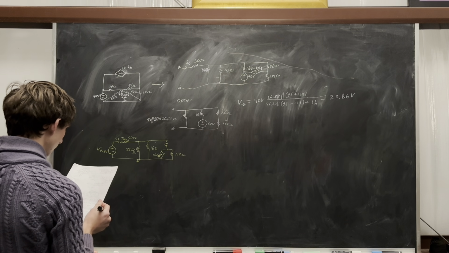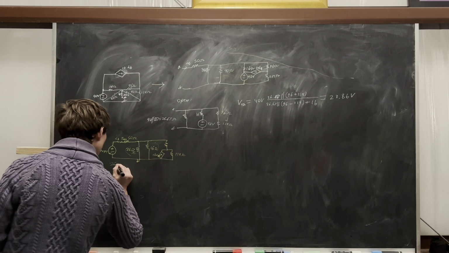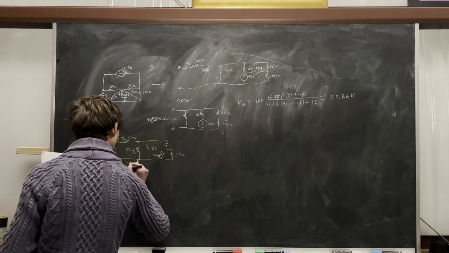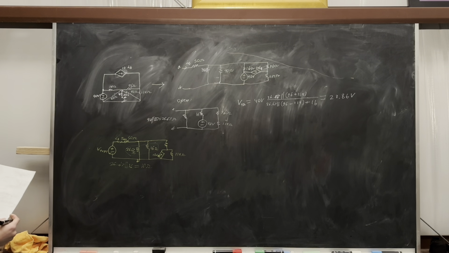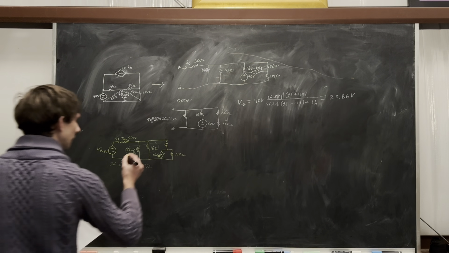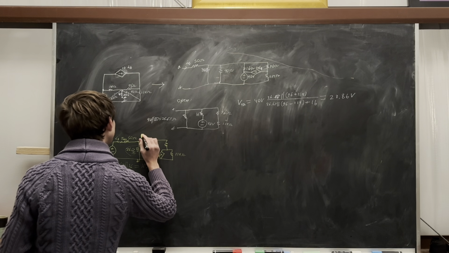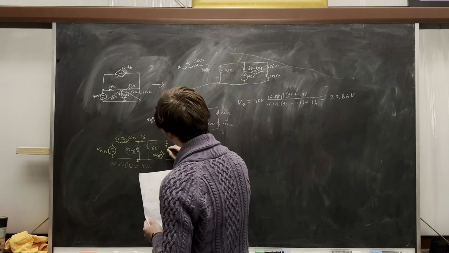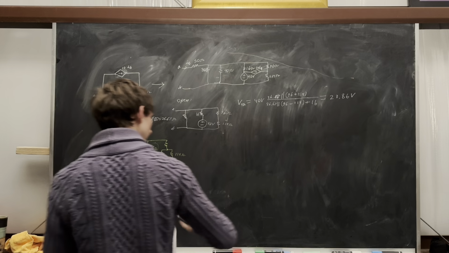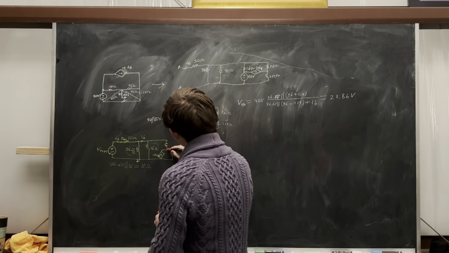So I combined these two in parallel. 26.67 in parallel with 16 is just 10. After that, I did nodal analysis. So I called this node VA. This one's B. This one's down too. These markers were bad investment. This node is B.